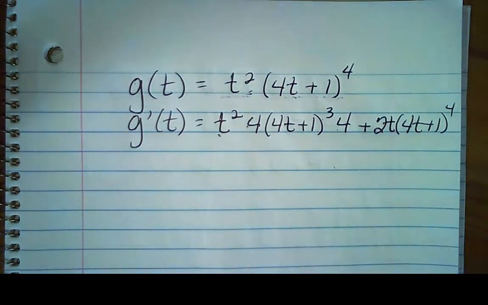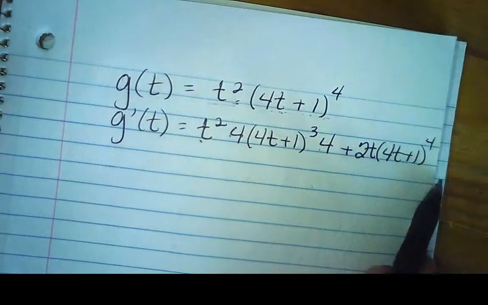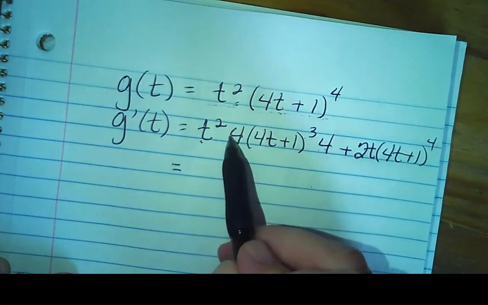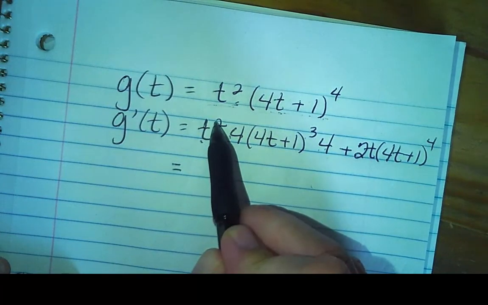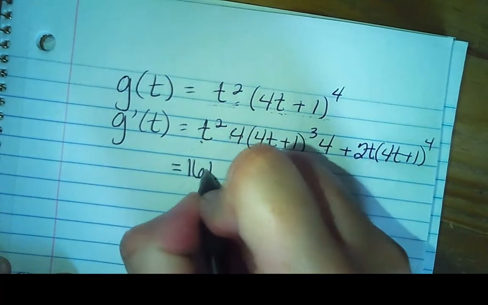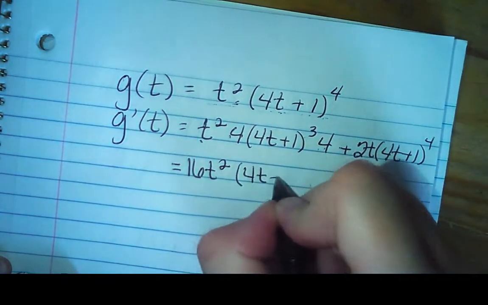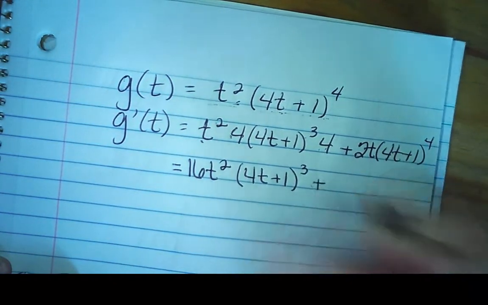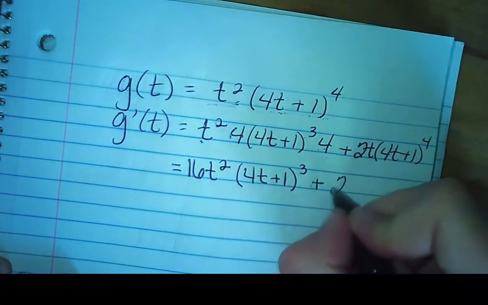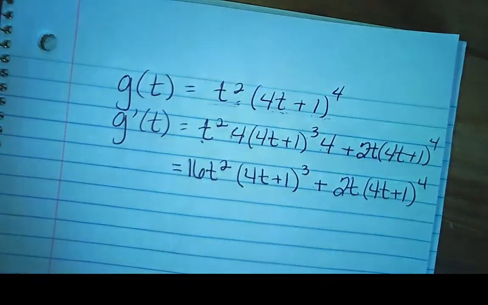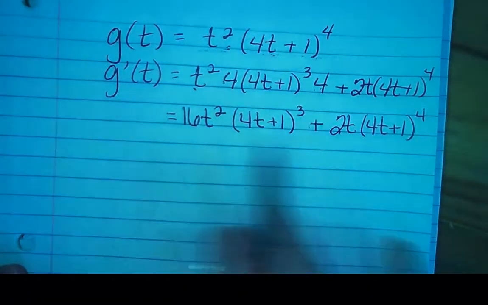Now, at this point in the past, we would have stopped. But this is one of those situations where it's actually going to benefit us to clean it up a little bit, because I got to do all this again. Okay, so when I look to clean this up, I see a 4 times a 4 times a t squared, which is going to give me 16t squared times 4t plus 1 to the third, plus, then this one's already cleaned up, so 2t times 4t plus 1 to the fourth. So now, that's just your cleaned up first derivative.